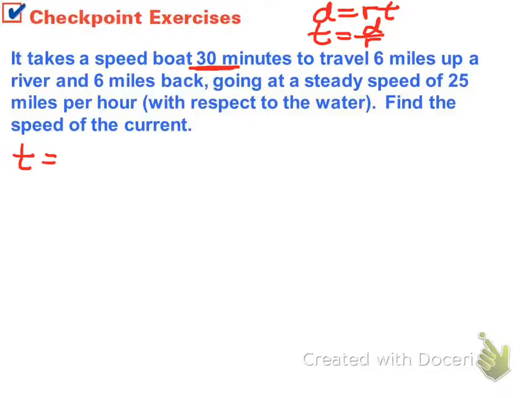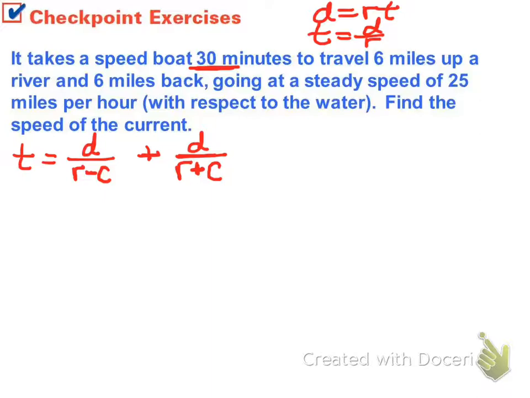Although our boat is traveling at 25 miles per hour, it's affected by the current. So we have our distance upstream and our rate that we're going upstream. Since we're going upstream, it would be minus the current, because the current is working against us. Plus, we have our distance that we're traveling downstream at a rate of 25 miles per hour, plus the current. If we're going downstream, the current would be pushing us downstream. So we want to find that current.